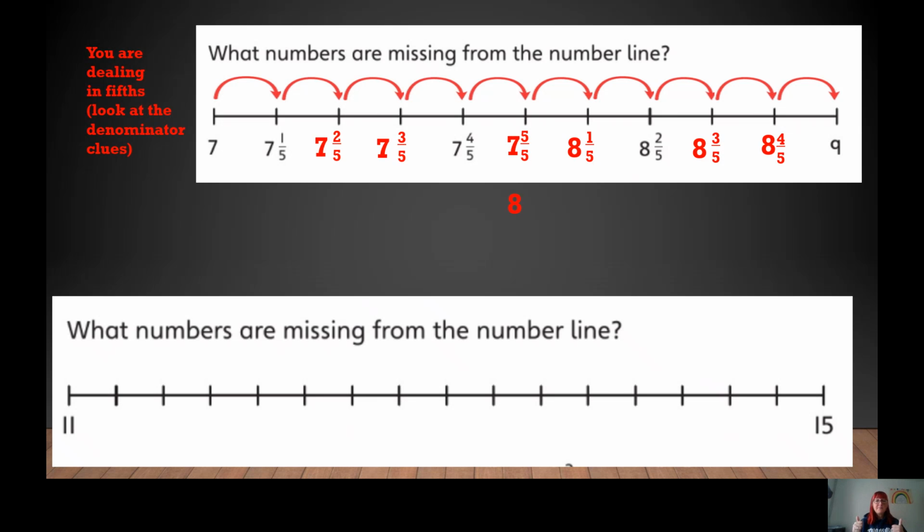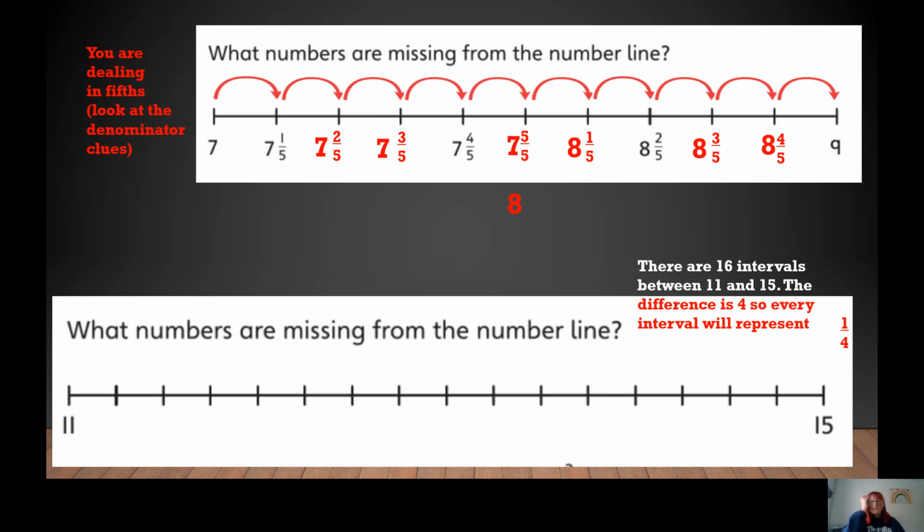All good. So what about the numbers missing on the bottom number line? Here's a clue. There are 16 intervals between the integers 11 at the start of the number line and 15 at the end. So the difference between those two numbers is 4. So I have then split 16 into 4 equal parts. So each interval has got to mean a quarter. Pause the video, have a little go at filling in the numbers on the number line, and then come back to me and let's have a look and see what our answers are.